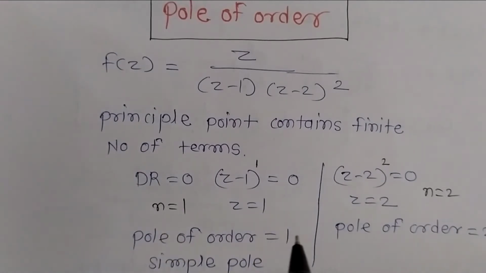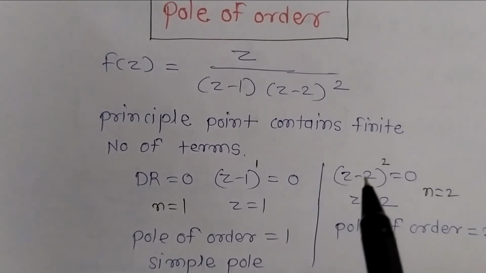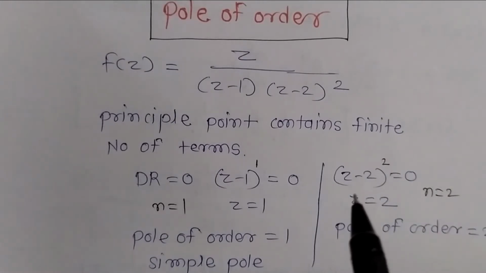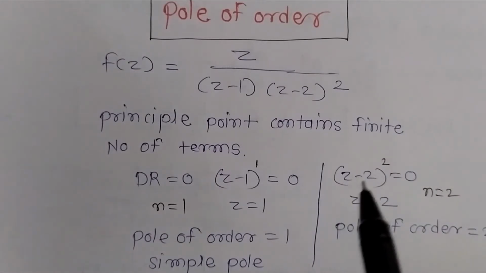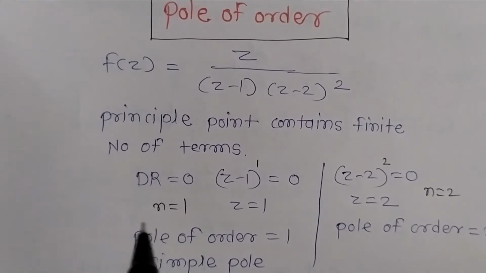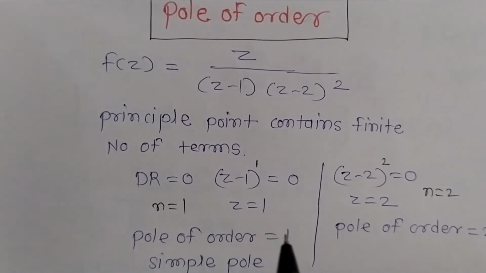So here the pole of order is 1, that is a simple pole. And here z minus 2 raised to 2 is equal to 0, here n is equal to 2 and z minus 2 is equal to 0, that is z is equal to 2. So here is a pole of order 2. Here n is equal to 1, so that's why it is a pole of order 1, and here n is equal to 2, so that's why it is a pole of order 2. So we can call the first one a simple pole.